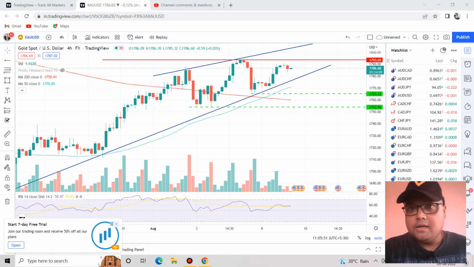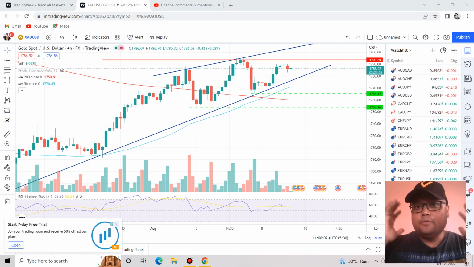So trade carefully, and as I always say, be a trader, not a gambler, and please follow proper risk management. This is my analysis, I can be wrong as well, so please be careful.